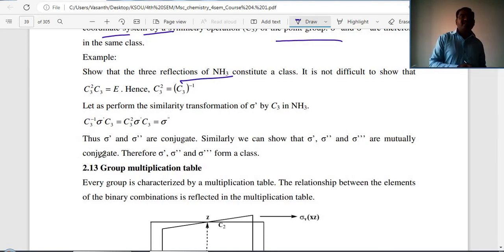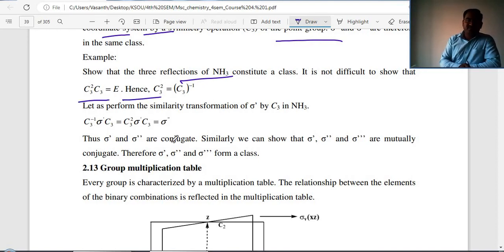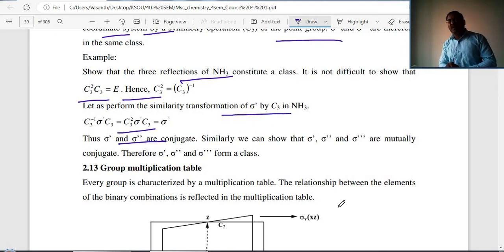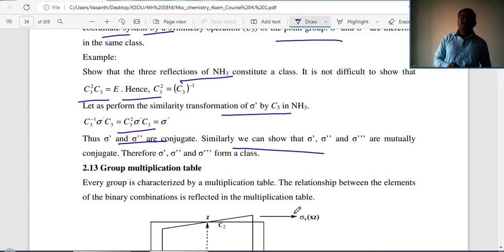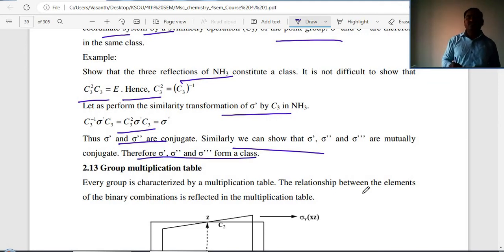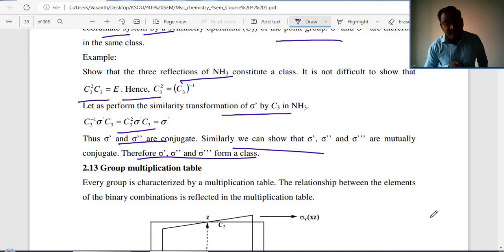Generally, the reflections of the ammonia molecule constitute a class. It is not difficult to show that with C3 square and C3, let us perform that C3. Both sigma and sigma dash are conjugate. Similarly, we can show that sigma dash, sigma double dash, sigma triple dash are mutually conjugate. Therefore, sigma dash, sigma double dash and sigma triple dash form a class.